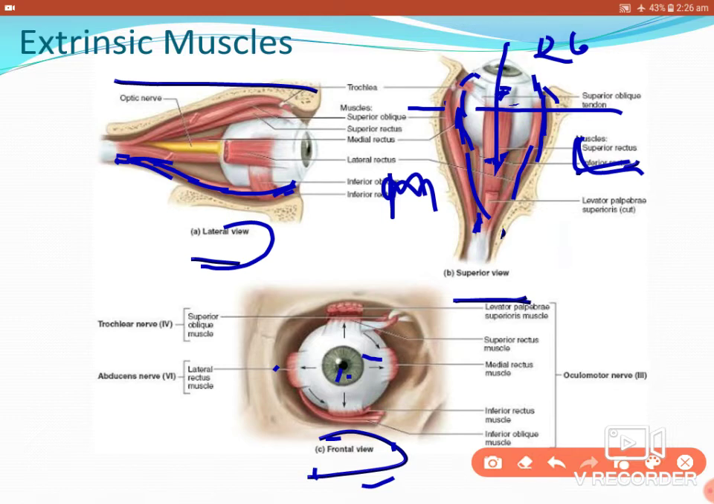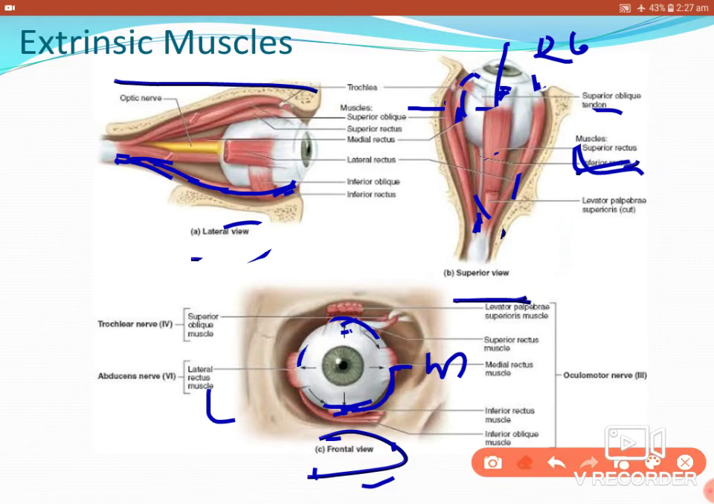These are the insertions. The superior rectus lies some 8 millimeters behind the sclerocorneal junction. This is the medial aspect, this is the lateral. The medial rectus attachment lies some 5 millimeters behind the sclerocorneal junction. Then the lateral rectus attachment lies 7 millimeters behind the sclerocorneal junction. The inferior rectus lies 6 millimeters behind the sclerocorneal junction, its attachment here.